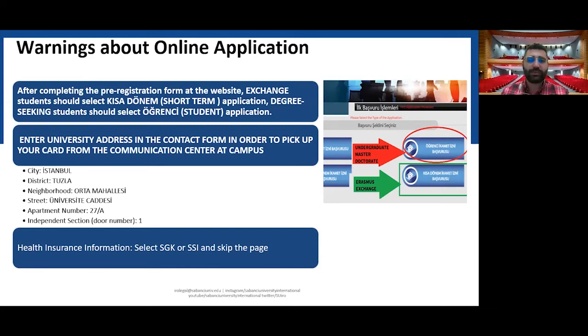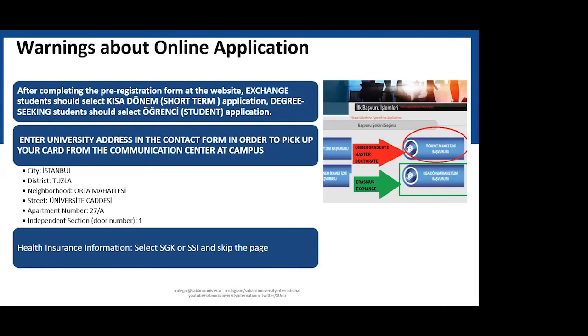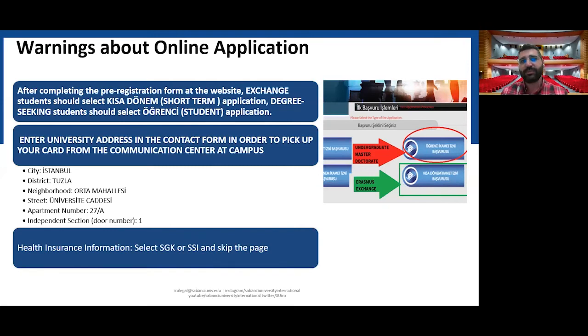Some of the students are making this common mistake. If you are an exchange student, you should apply for a short-term residence permit, not a student residence permit. If you are a full-time degree student, you should make a student residence permit application. There's a difference between a short-term residence permit and a student residence permit. Once again, if you are an exchange student, you should apply for a short-term residence permit.